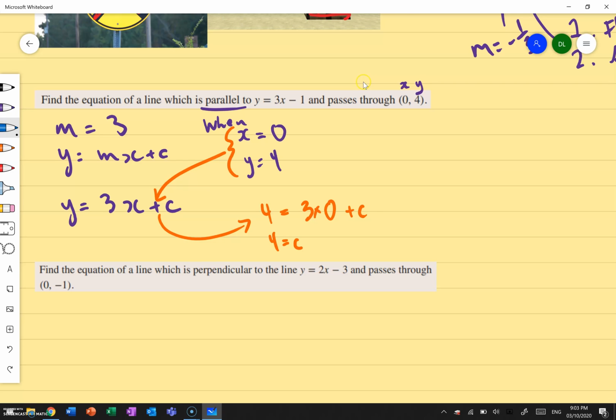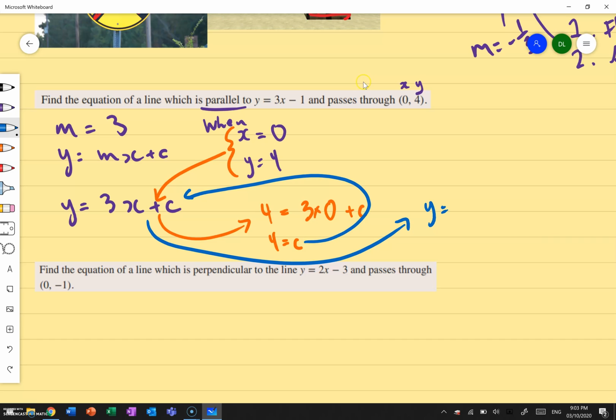There we go. I'm going to put that back into this equation there, not that one there, sorry, into this one here. And I get y equals 3x plus, now instead of writing c, we know that it's 4, right? So I'm going to write plus 4. Okay, so that's how we do parallel lines.